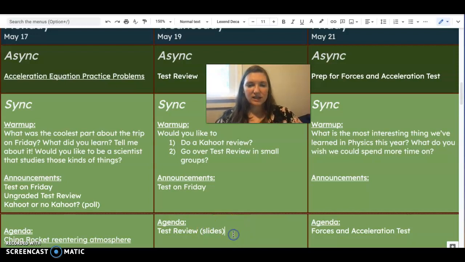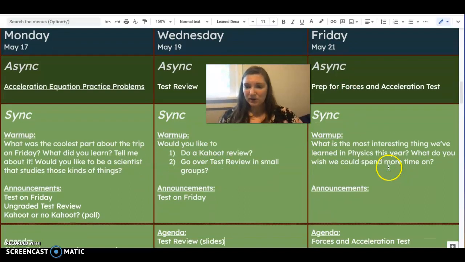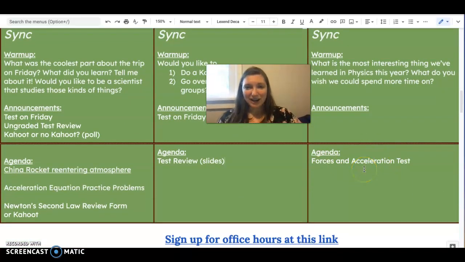Test review slides. You can choose to do all the problems and just make sure you're super golden, or you can pick and choose the ones that were more challenging for you and just make sure that you're solid on those and get help on those if you need to from group mates or me. Then you also will have Friday morning to work on that review packet, and there will be an answer key for you also, and then we're going to take the test on Friday.